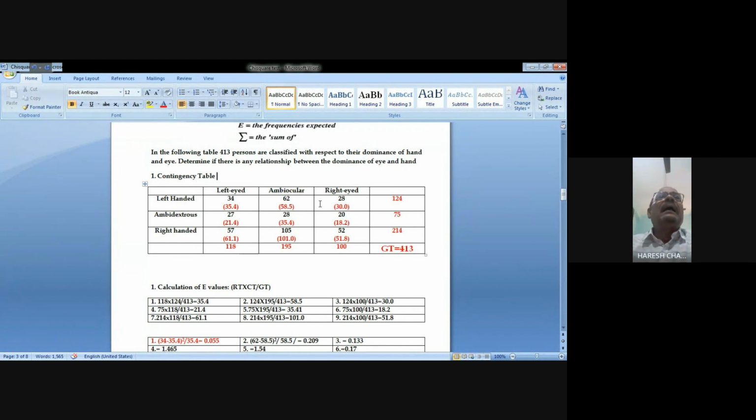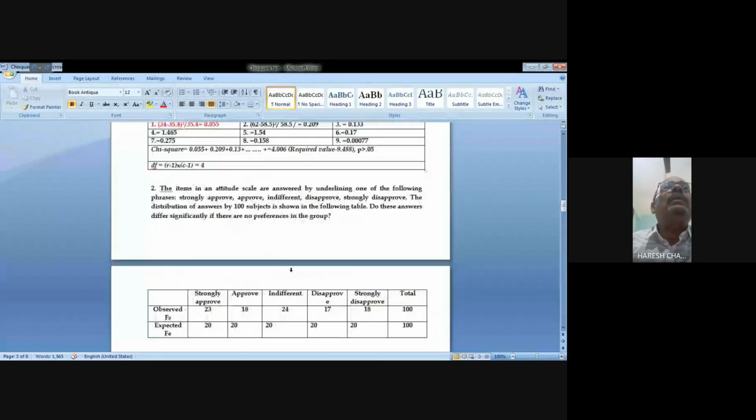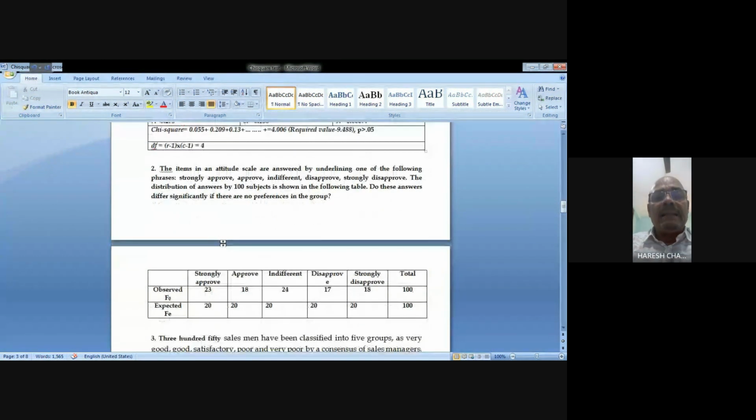Okay, then now coming to this, this is one format called contingency table for comparison. Similarly, there can be another situation where you are supposed to use chi-square test. For example, I have given you a different research question where you can say how to use chi-square test. The items in an attitude scale answered by underlying one of the following phrases.